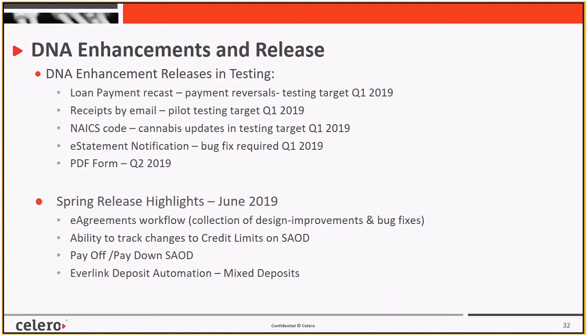Receipts by email. While testing, some additional requirements have been identified for the PCI compliance, and we are working on them as we prepare to move into production with this feature. E-statement email notification. This provides the ability for credit unions to notify their members electronically when e-statement becomes available for viewing on Member Direct. A bug fix for this feature is in progress, and we are expecting it to be completed by the end of the quarter.